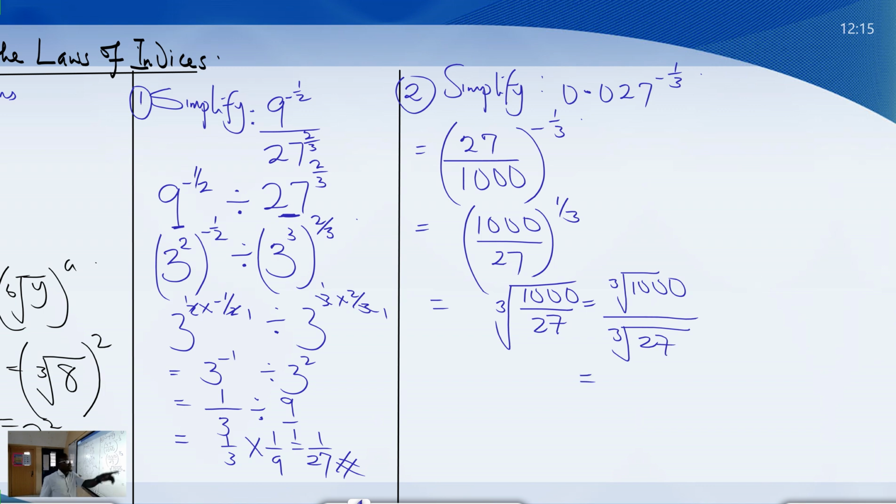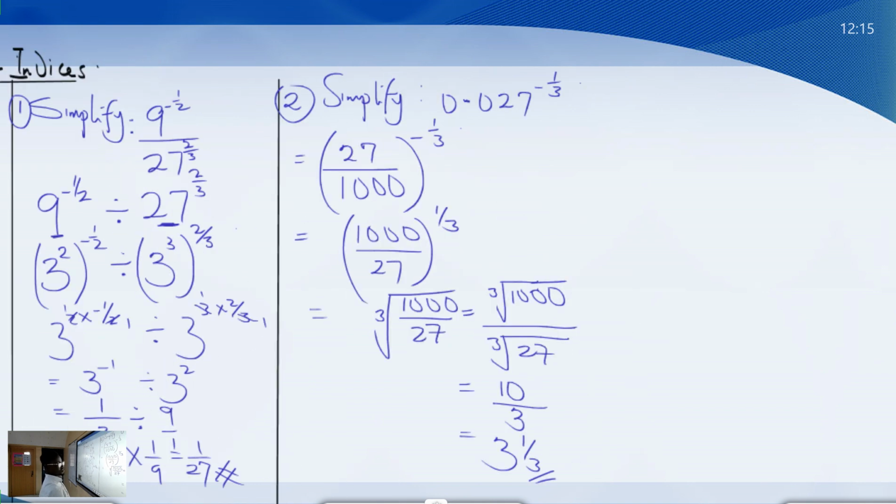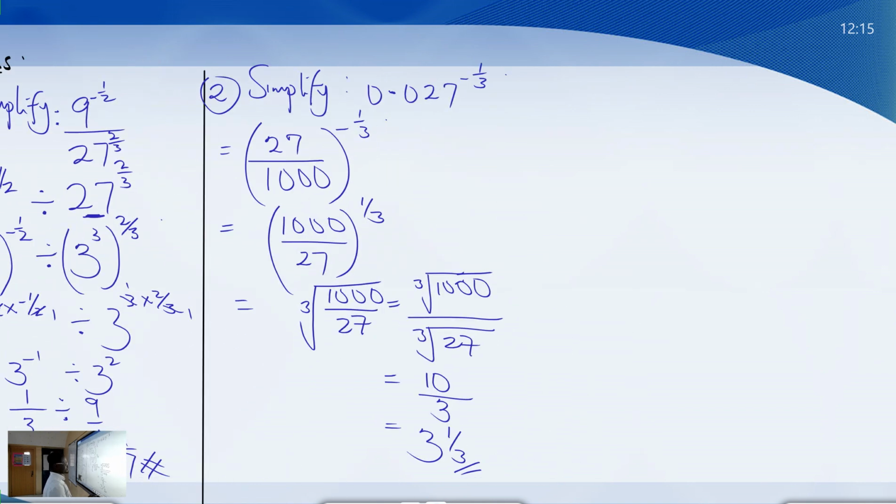Which number will you multiply by itself 3 times? That will give you 1000. That is 10. 10 times 10 times 10 will give you 1000. Which number will you multiply by itself 3 times? That will give you 27. That is 3. So at the end of the day, you get 10/3, which is 3 whole number 1/3. So I hope that is clear. So laws of indices and applying it is very, very simple and easy, provided you understand the law.